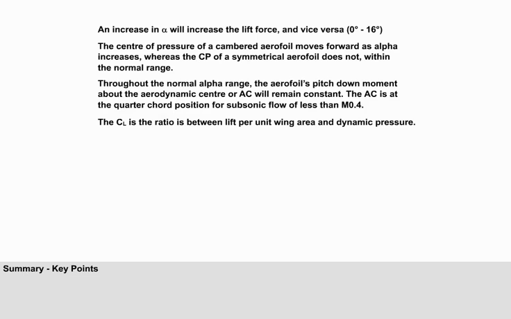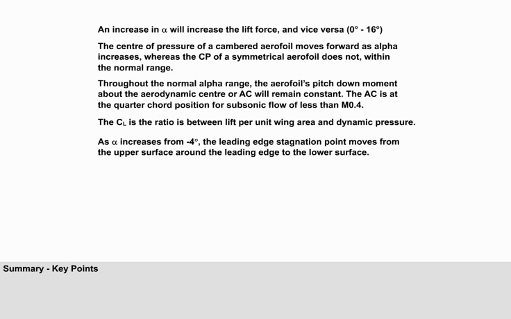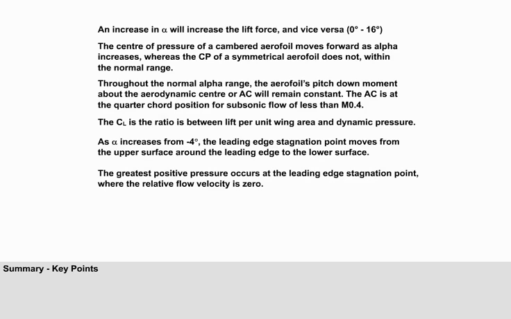The coefficient of lift is the ratio between lift per unit wing area and dynamic pressure. As alpha increases from -4 degrees, the leading edge stagnation point moves from the upper surface around the leading edge to the lower surface. The greatest positive pressure occurs at the leading edge stagnation point, where the relative flow velocity is 0.